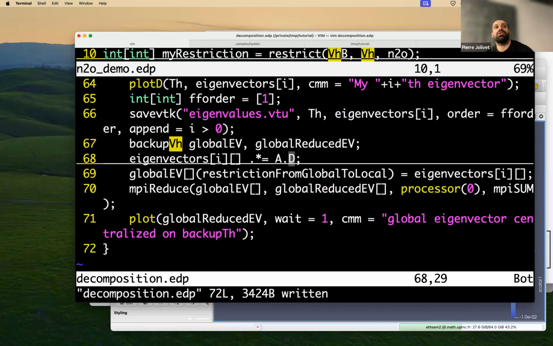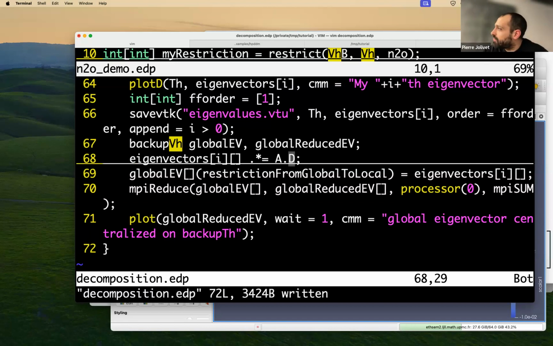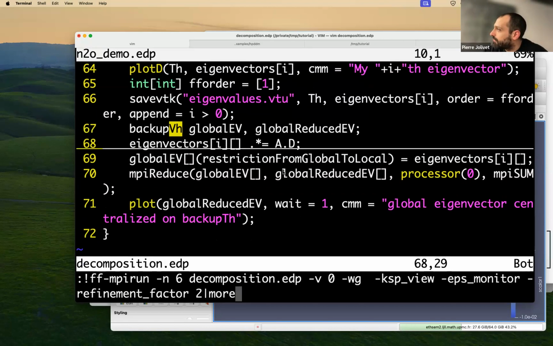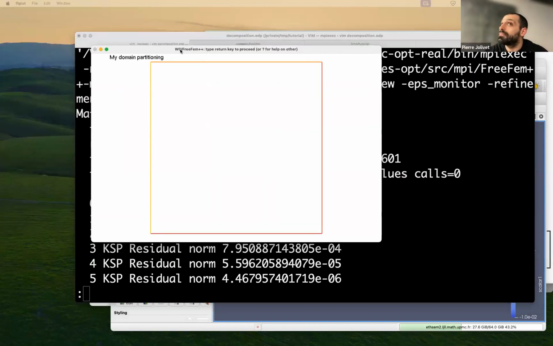So to access the partition of unity associated to a distributed finite element space, you can use the .d parameter. And so now, hopefully, this will work. The D here has the same ordering as the finite element, as the local finite elements.